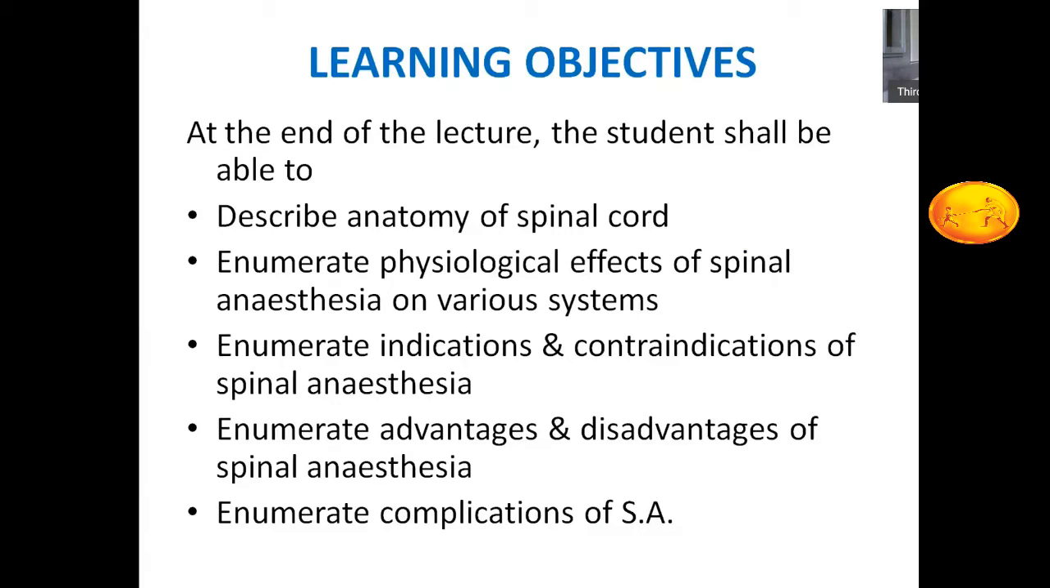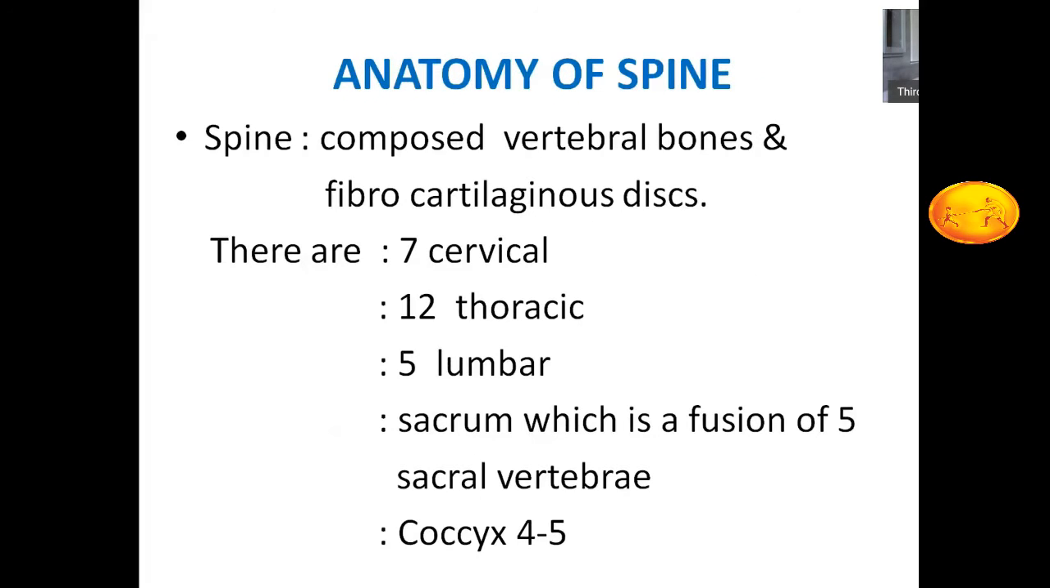After seeing the learning objectives, you should be able to learn all these things which are there on the slides. That is anatomy of spinal cord, physiological effects, indications, contraindications, advantages and disadvantages of spinal anesthesia, and the complications of spinal anesthesia. We have already learned about the anatomy of the spine.